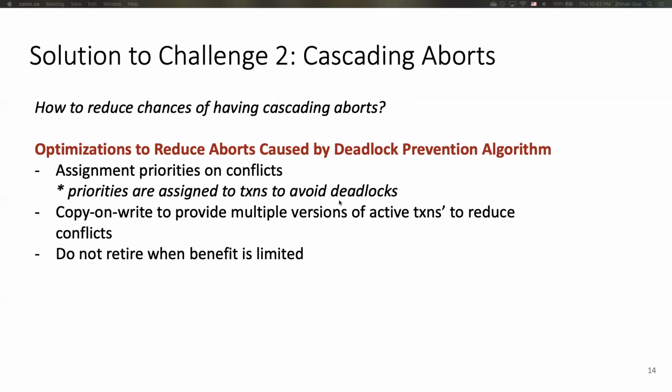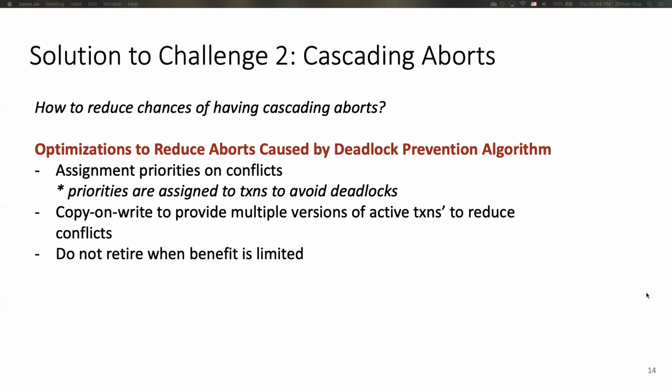Actually, we have several optimizations that can reduce the chances of aborts due to deadlock prevention algorithms. Bamboo is based on one of the deadlock prevention algorithms, called wound wait. Wound wait prevents deadlocks by assigning priorities to transactions. In Bamboo, we can assign these priorities only when a transaction encounters its first conflict. Thus, most transactions will not abort on their first conflict as a result.